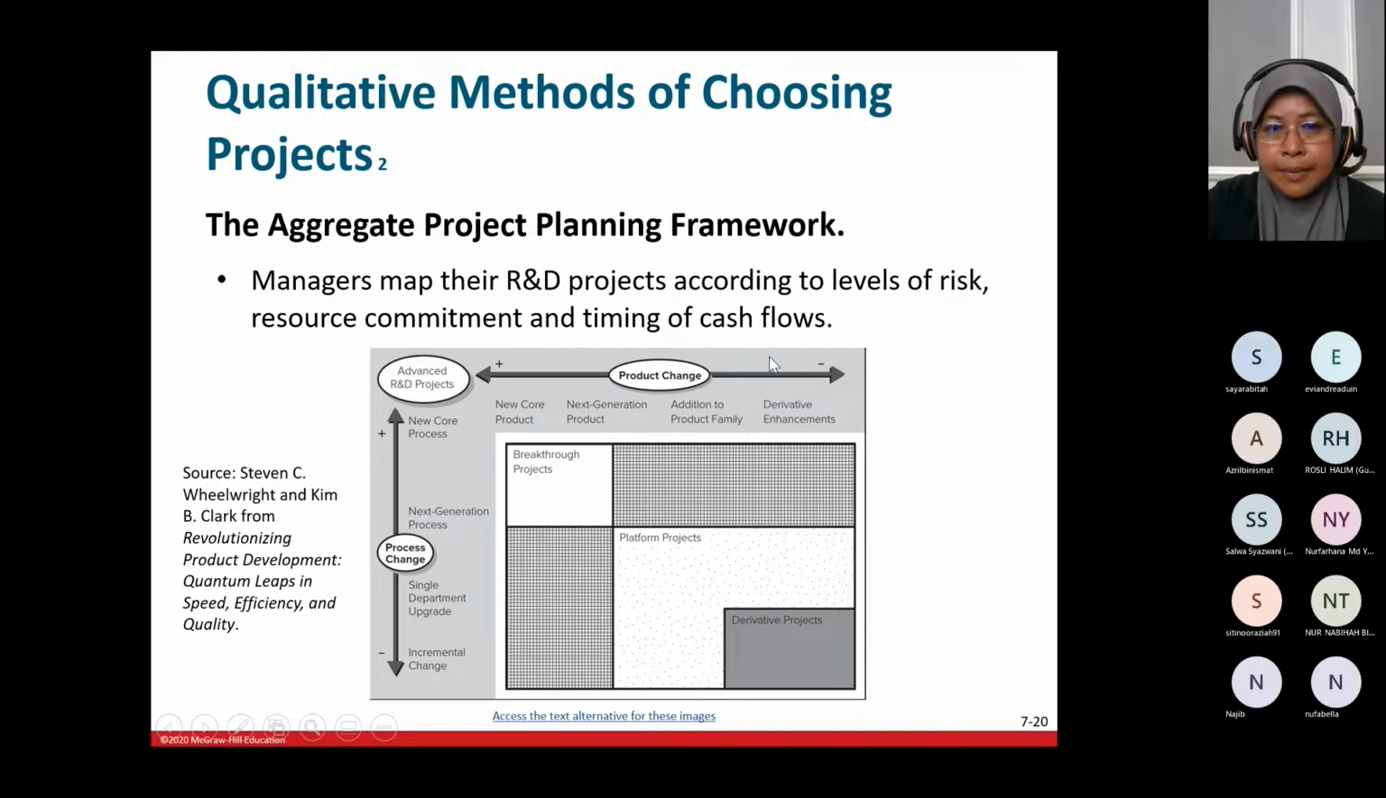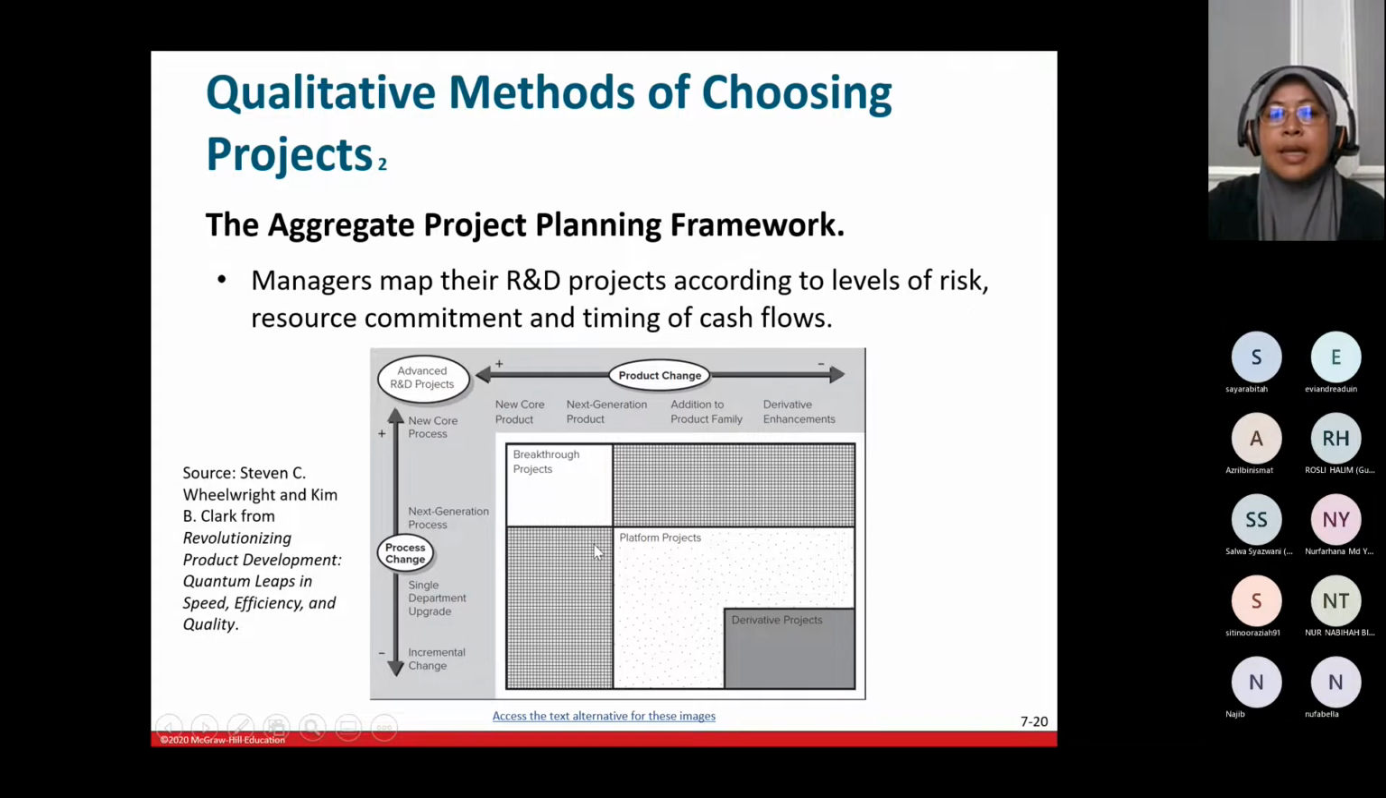And at the same time, they have to look for the continual product change, such as new core product, new generation product, additional to purchase family, and also derivative enhancement. So this is the advancement of a newer version of the product in terms of changes, and they also must look at the process of the changes itself. So looking at the new core product and next generation product, normally they have what you call the breakthrough project. So it involves between process and next generation process. So this is the first part.